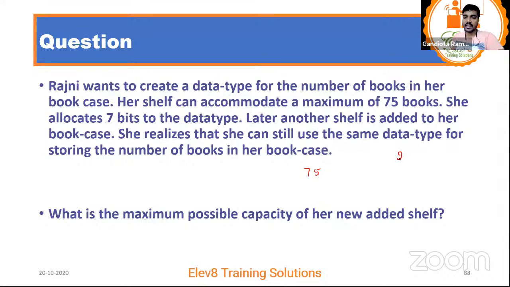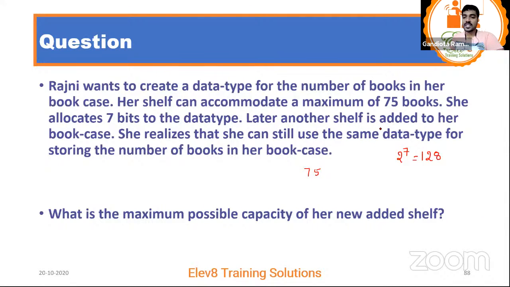So 2 power 7. What is the 2 power 7 value ma? 128, right? She can store 128 books ma. She can store 128 books.